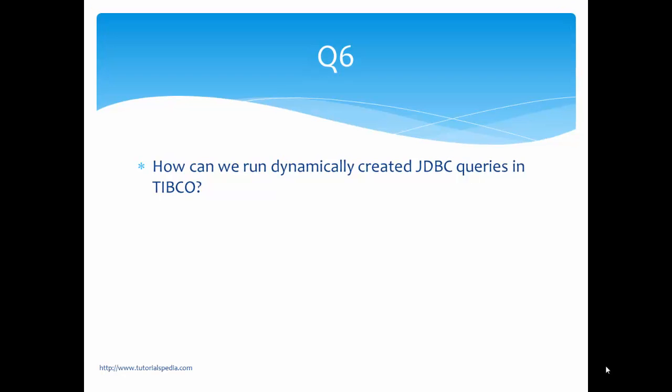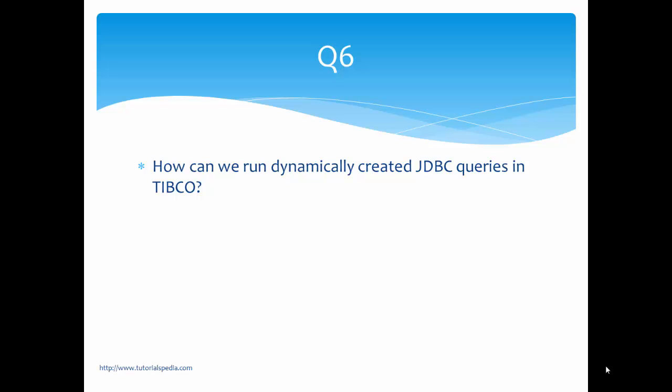Question number 6: how can we run dynamically created JDBC queries in TIBCO? The answer is that in TIBCO Designer we have a JDBC palette where we have plenty of activities. For example, we have the JDBC Update activity, the JDBC Query activity, and similarly another activity known as SQL Direct. We can use the SQL Direct activity for dynamically created JDBC queries, and using that SQL Direct we can have our queries executed in the database based on the dynamically created query which is given as an input to this activity.